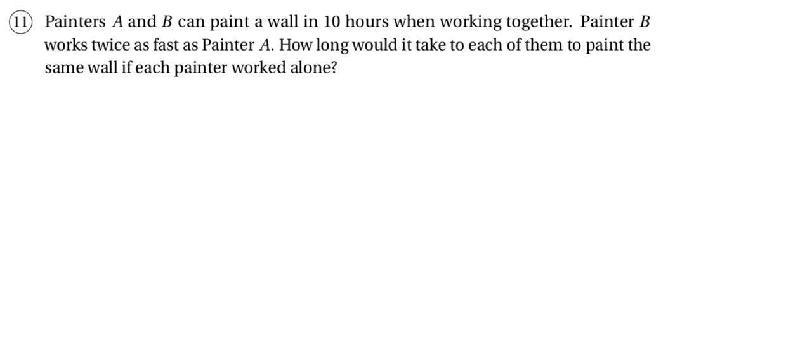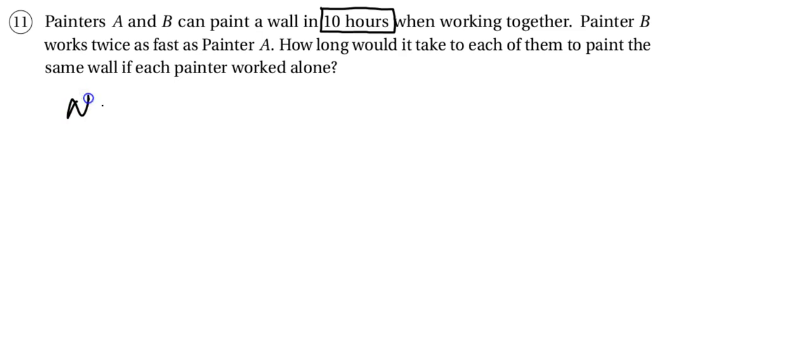So taking a look at this last problem, painter A and painter B can paint a wall in 10 hours when working together. So I know that this 10 hours right here is the amount of time that they spend working together. It says right here that painter B works twice as fast as painter A, which means that painter B is the faster painter. How long would it take each of them to paint the same wall if each painter worked alone?